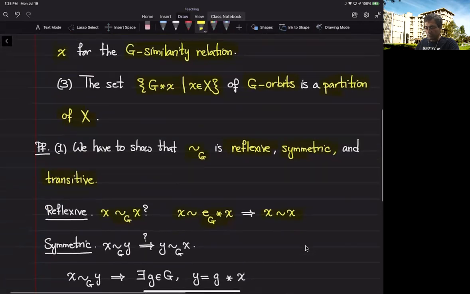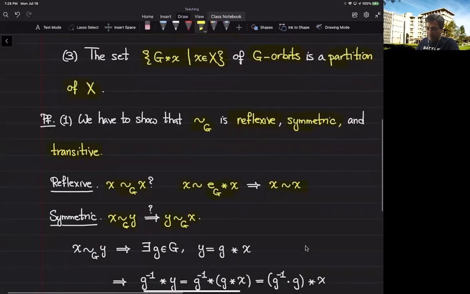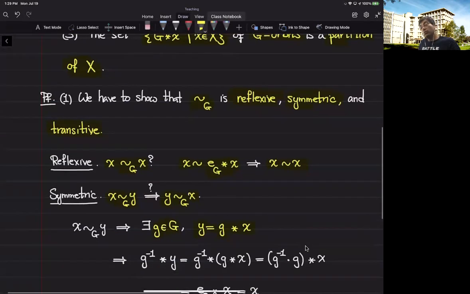Now, why is it symmetric? That means, if Y is G-similar to X, can I show that X is G-similar to Y? Okay, let's try to understand this. What does it mean that Y is G-similar to X? That means there exists some symmetry that comes from the group G that sends X to Y. So there exists G which acts on X and I end up getting Y. Now I want to go backward. Going backward means the inverse of the element.